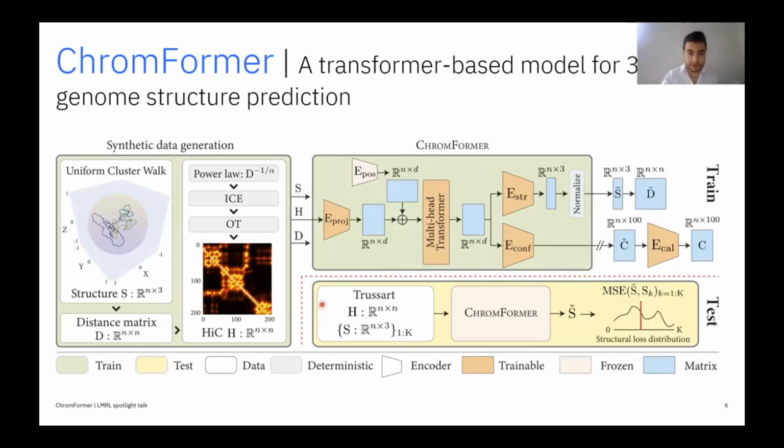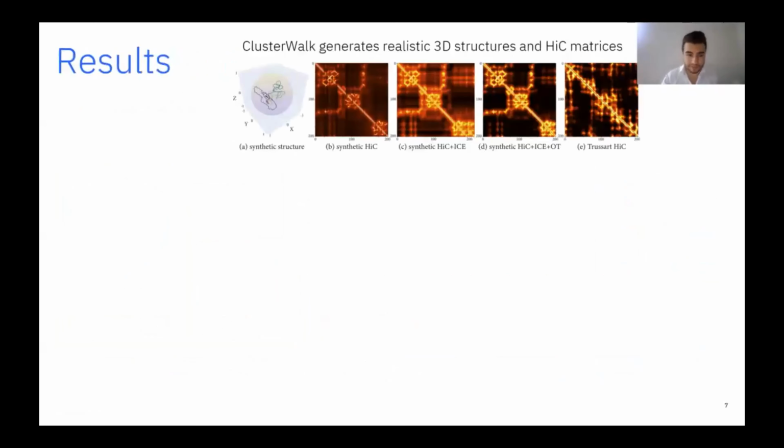Now, our framework was tested on the TrueSort dataset, which is an independent synthetic public dataset containing 100 simulated structures paired with a single Hi-C matrix. Using the ClusterWalk algorithm, we generated 1,000 structures that match the TrueSort dataset, as seen here. We as well generated Hi-C matrices that resemble the TrueSort Hi-C, as we can see here.